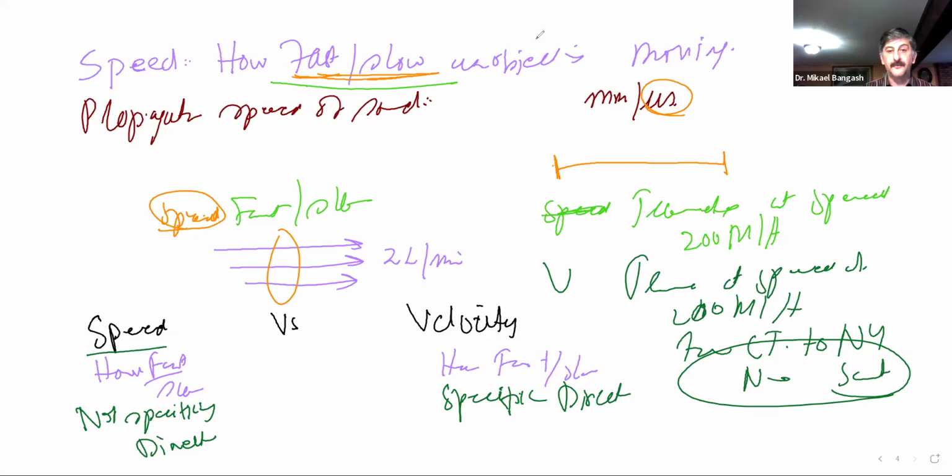So the only difference between speed and velocity is that speed only tells you how fast or slow. It is not documenting a direction, whether you travel this way, that way, this way, that way. If that is specified, then that speed just becomes velocity. Did you guys get that?